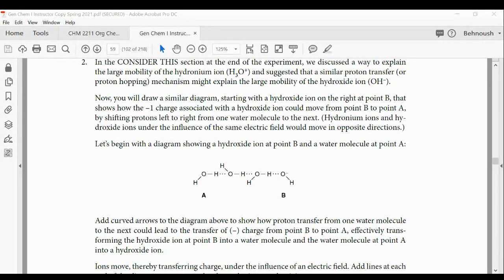For the diagram, I was unsure about where the arrows were.